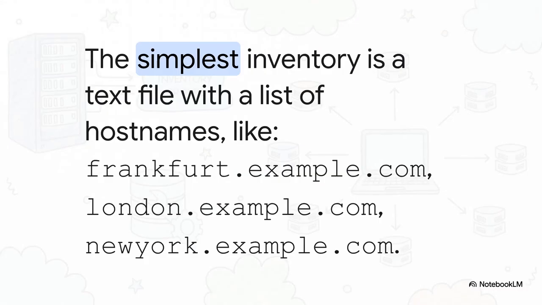And it really does start this simple. I mean, you can literally just open a text file and start listing the host names or IP addresses of your servers, one on each line. And that's it. Boom. You've got a valid Ansible inventory. Pretty easy, right? But of course, the real world is a little more complicated, so we're not going to stop there.